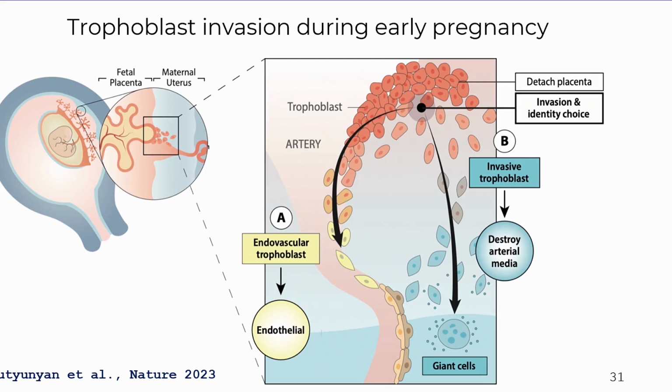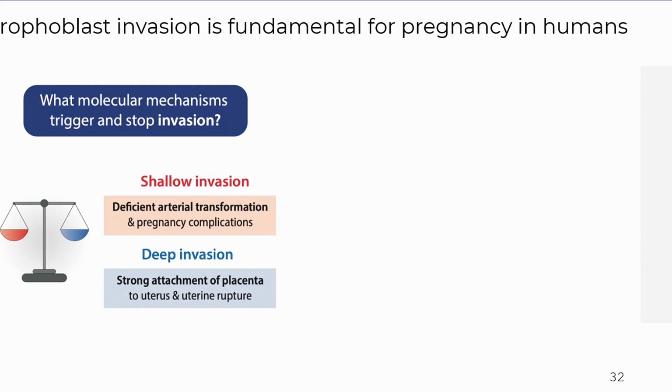And this process was the one that my PhD student, Anna, asked herself when she started her PhD, and it was published recently in Nature. So the question Anna asked is: trophoblast invasion is fundamental for pregnancy in humans, but how is this trophoblast invasion happening? So first, she asked what are the mechanisms that trigger and stop invasion.